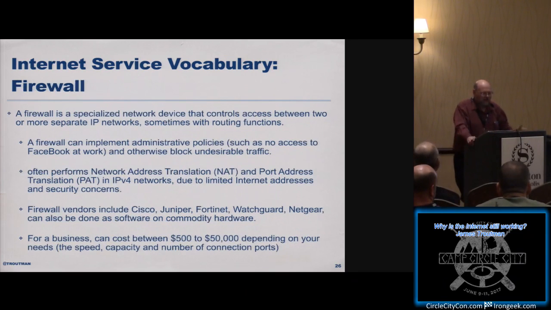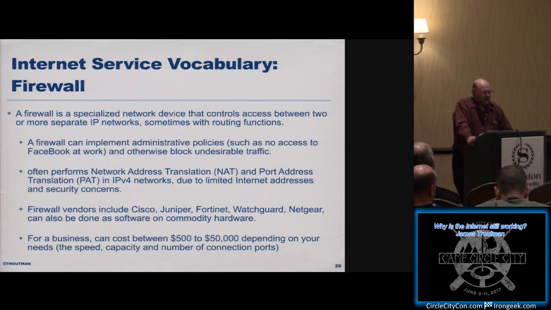Same thing with firewalls, and again, this is basic for most of you guys. A firewall is just a specialized device that controls access between 2 or more separate IP networks, sometimes including routing. And primarily, a firewall is there to implement some sort of administrative policy, where you're trying to deny some sort of traffic, or monitor some sort of traffic, or otherwise control that traffic. Maybe you're trying to QoS it.